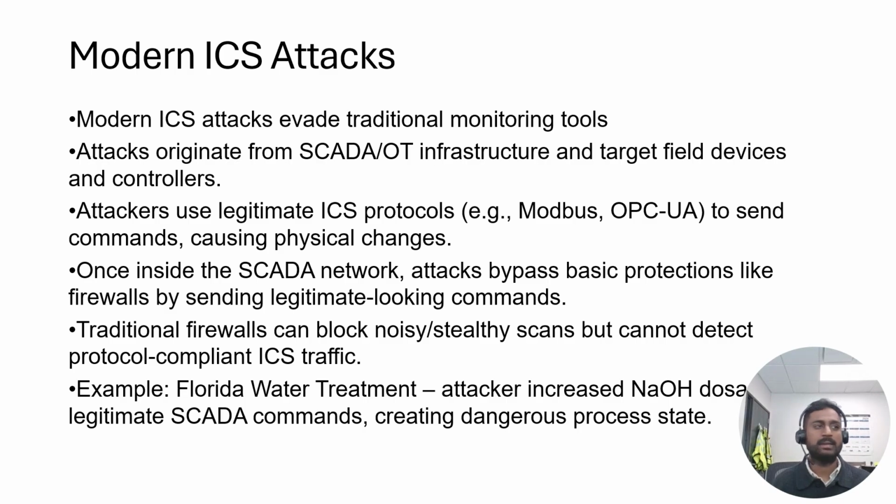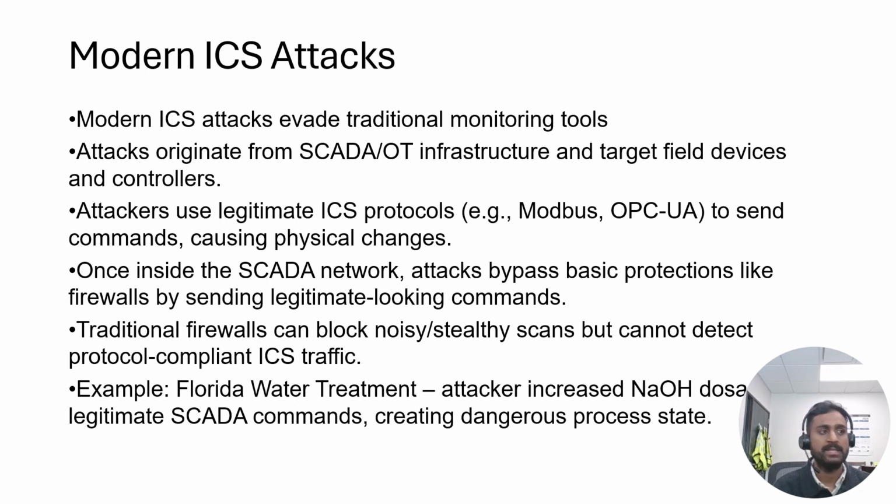Quick introduction of the background of this paper. Modern ICS attacks evade traditional monitoring tools like firewalls and network monitoring tools like SNMP-based monitoring tools. They can be launched from SCADA infrastructure, also called operational technology, and they target field devices and controllers like PLCs. Attackers can use legitimate ICS protocols. They could use the regular Modbus or Ethernet/IP, and they send commands directly to these field devices once they gain access to SCADA or the OT infrastructure.